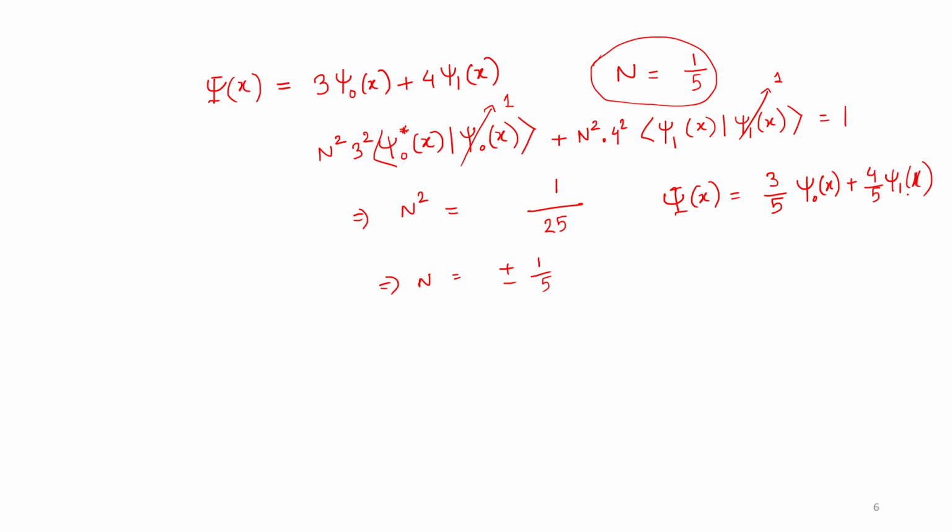Now they asked us to calculate the average of the Hamiltonian, the expectation value of energy. Right now it is normalized, so it will be the integral of capital psi(x) star, H, capital psi(x), and this is a linear combination.